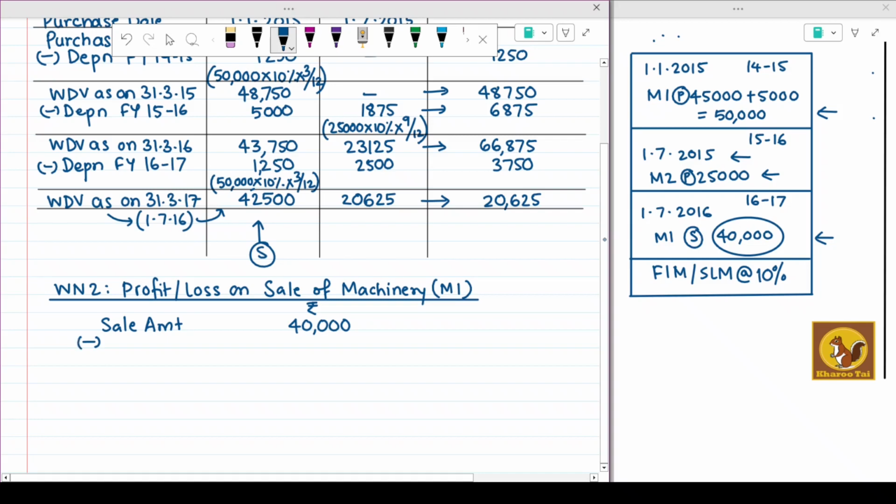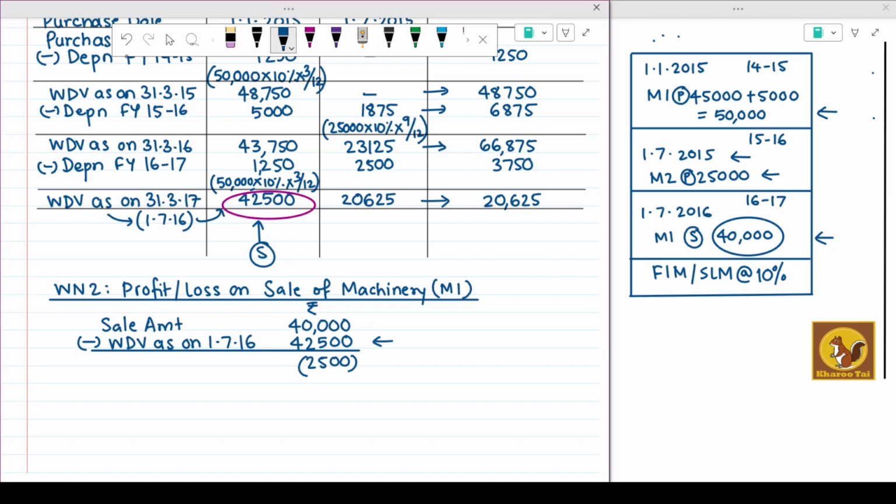From the 40,000 we will reduce the WDV as on the date of sale, that is on 1st July 16. At that time, what was the WDV? 42,500 was the WDV. So we got a loss of 2,500 from selling the asset. This was the book value and we have not been able to recover even that value from its sale. We have received a lesser amount, that is 40,000. So the loss on sale of machinery 1 is 2,500.